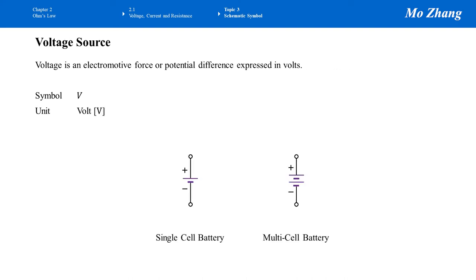Now let's talk about voltage source. Voltage is an electromotive force, or the potential difference. It's the electric potential that can provide current in the circuit. The symbol is V, the unit is volt, preferably just use V. Here are symbols for two different kinds of voltage source. The one on the left is a single cell DC source. The symbol on the right is a multi-cell DC voltage source. It has more than one battery connected together.